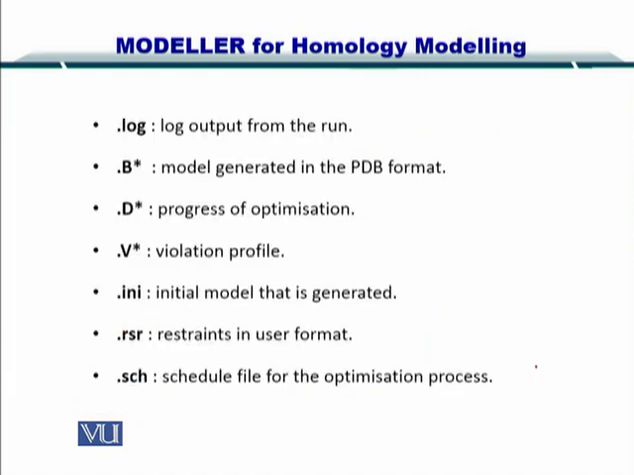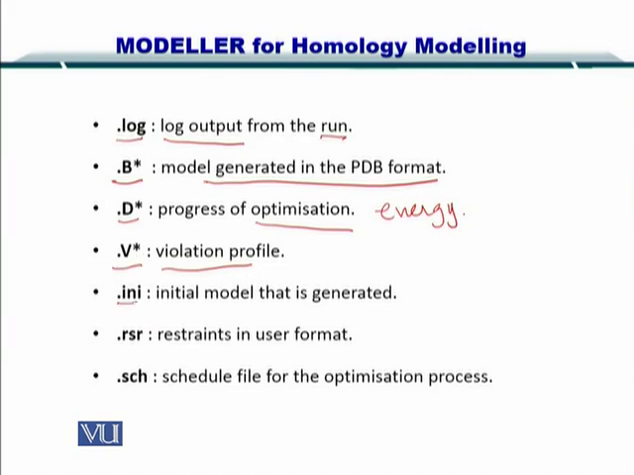the score. Amongst the outputs, you have the .log file, which logs the output from the run, the model generated in the PDB.B file, and the progress of optimization in the D file. Optimization would be based on the energy optimization and rotamer configuration. The violation profiles are provided in the V file. The initial model that is generated, as I just mentioned, is in the INI file. The restraints which the user may impose on the predicted structure are in this file, and the schedule for the optimization process is given here. So these are some of the output files that are given out.